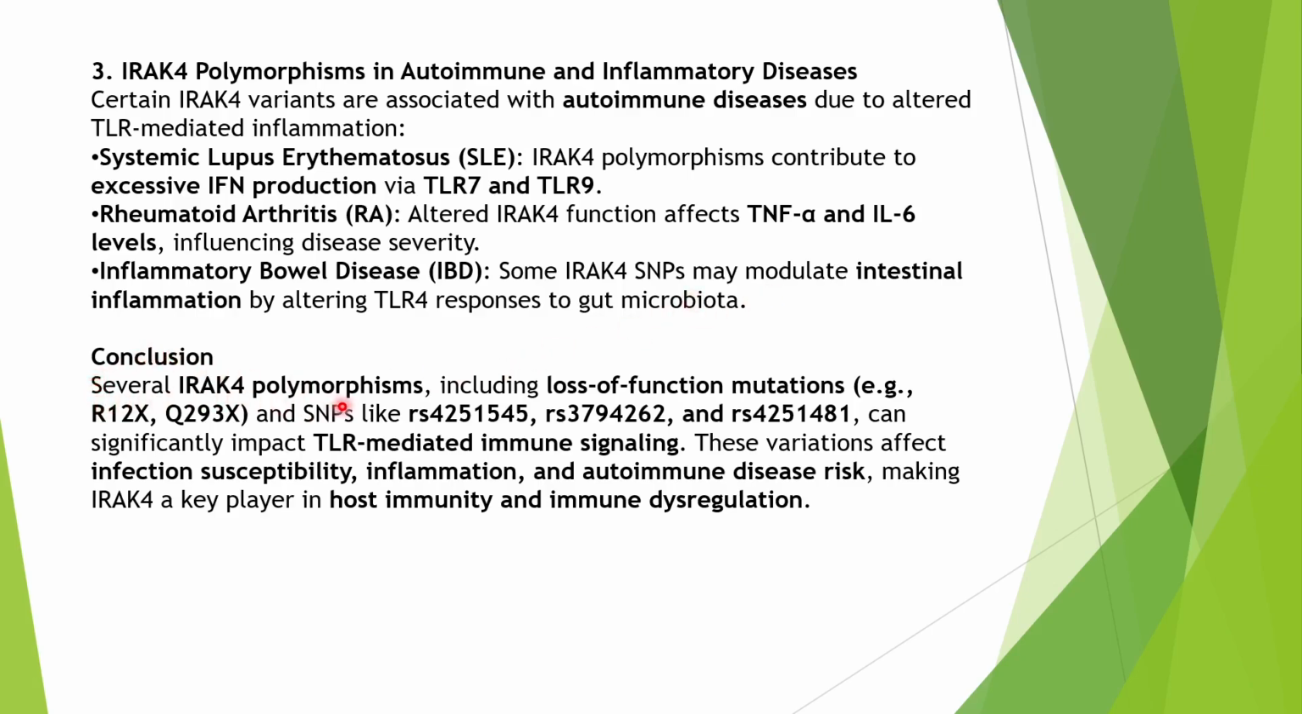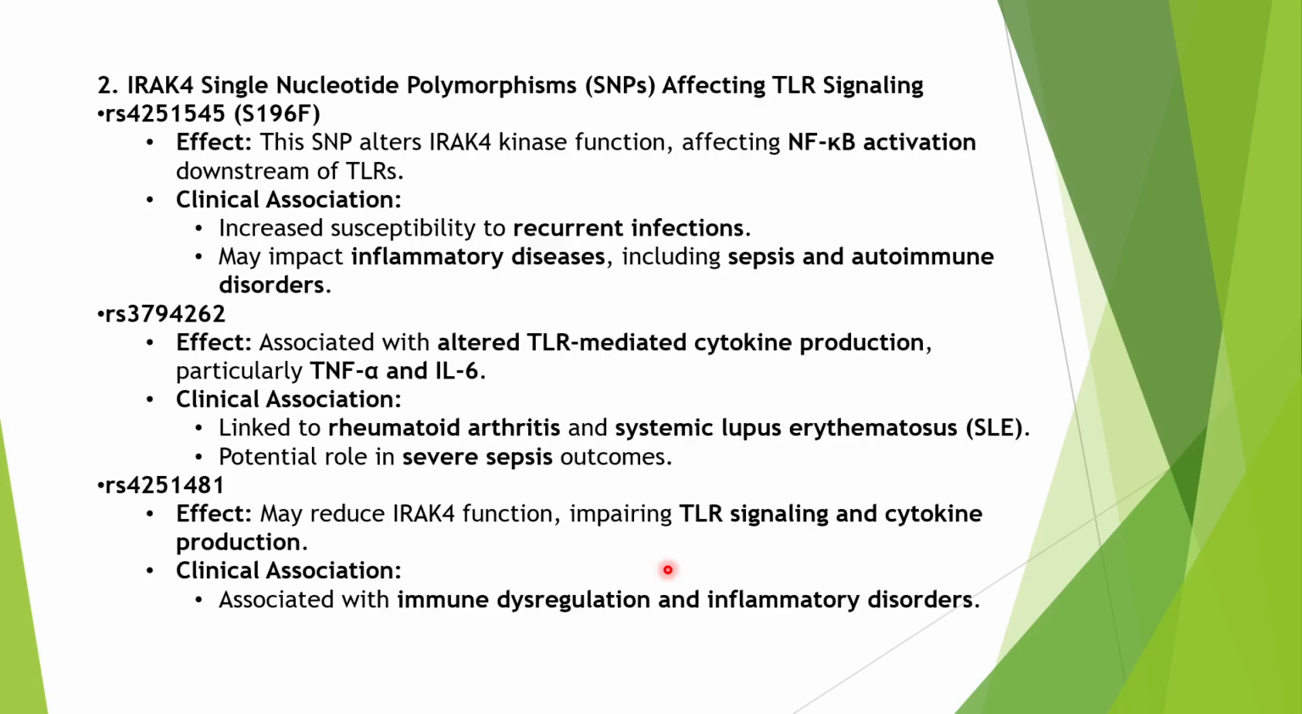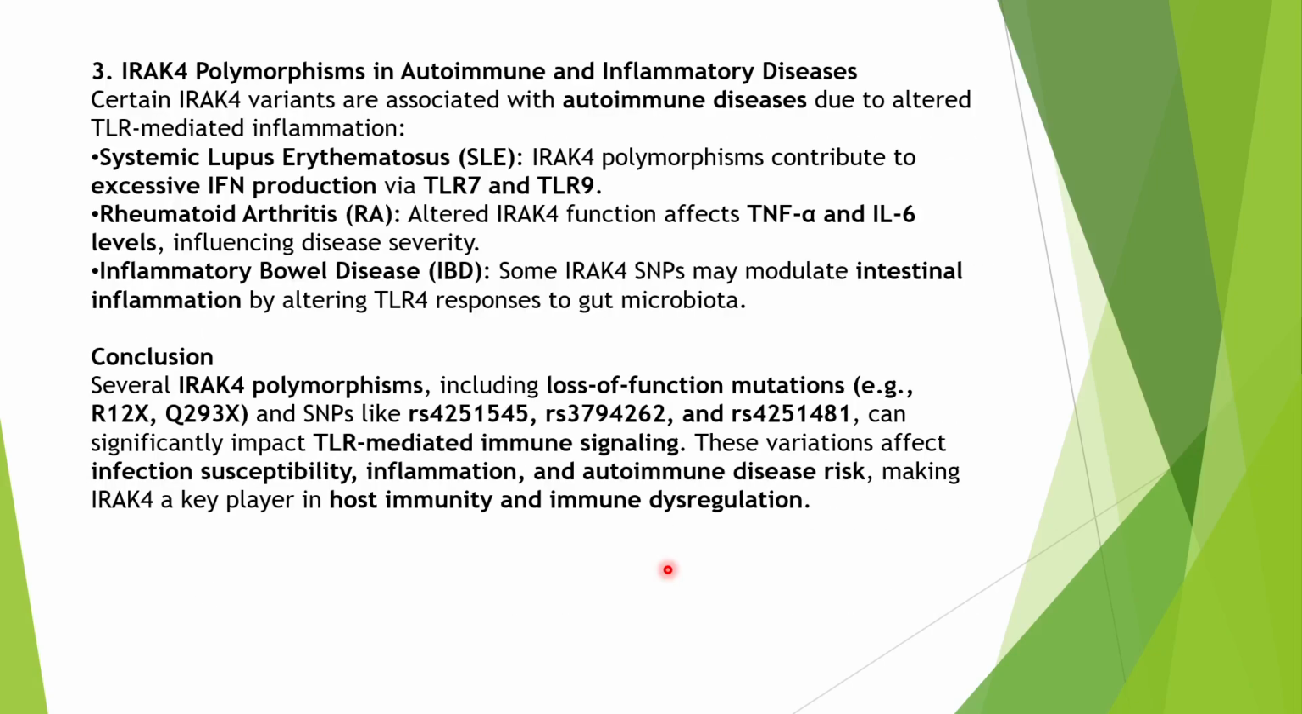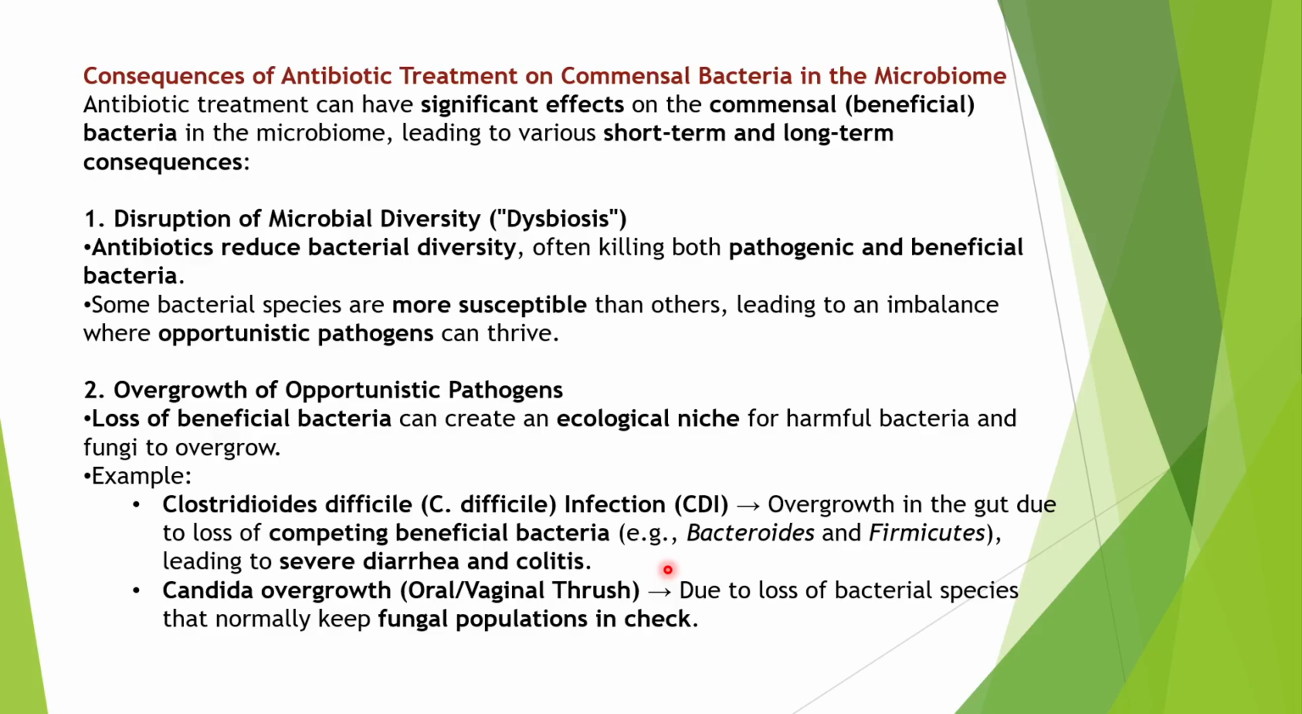So several IRAK4 polymorphisms, including loss of function mutation and different SNPs, significantly affect the TLR-mediated immune response. These variations affect infection susceptibility, inflammation, and autoimmune disease risk, making IRAK4 a key player in host immunity and immune dysregulation. So this is basically affecting all your TLR mediated signaling.